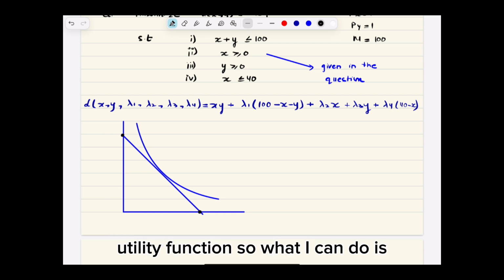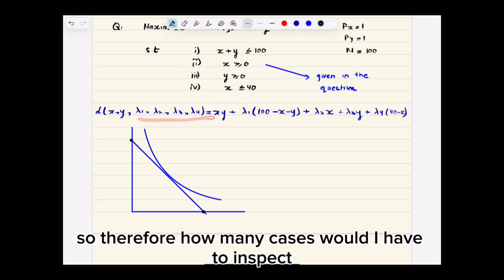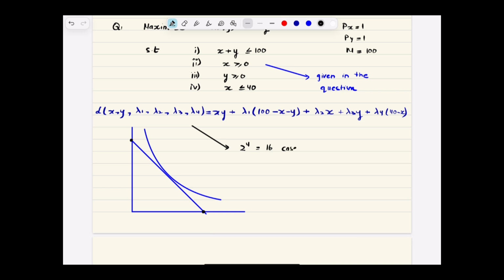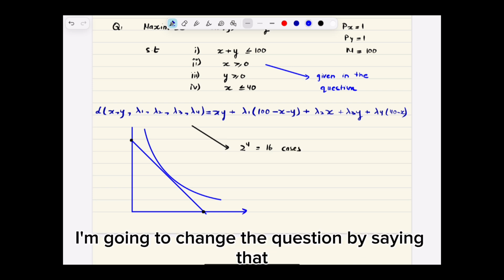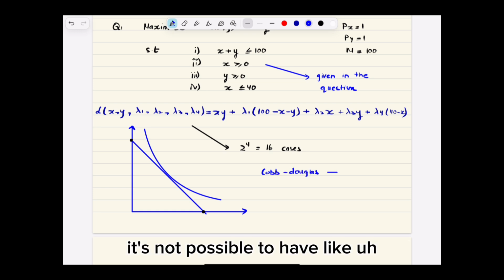So what I can do is, even though they've given me the question in this format, giving me so many multipliers, so how many cases would I have to inspect? 2 to the power 4, which is 16 cases. That's too much. So what I'm going to do is change the question by saying that since we have a Cobb-Douglas utility function, it's not possible to have solutions on the edge.